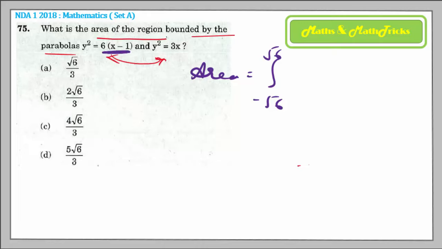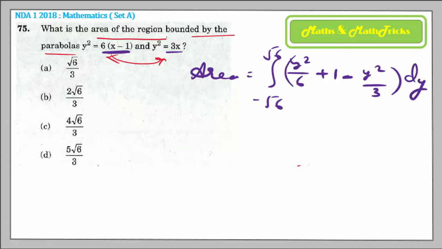So here what will be x equal to? It will be y square by 6 plus 1, right, and here y square by 3. So minus y square by 3. So this is my function in terms of y coordinate I have written. So I have taken the limits of y. So when you write the function in terms of x, like when you say y equal to f of x, then you will take the limits from x to x. Okay, so what do you get now?